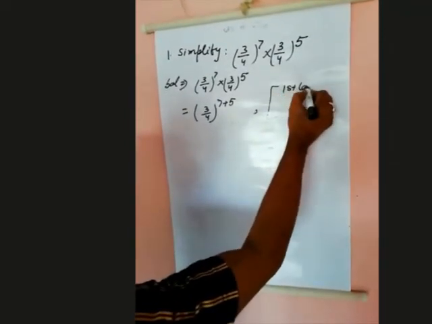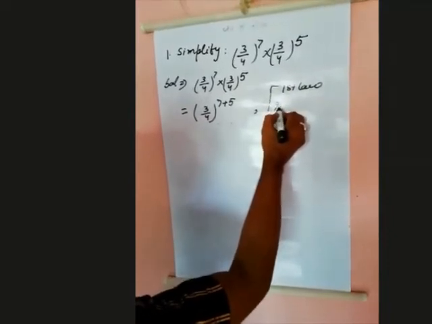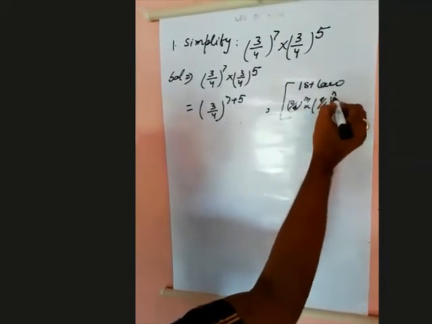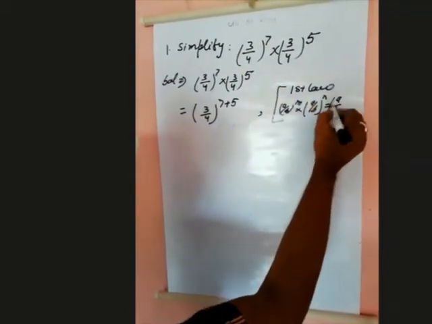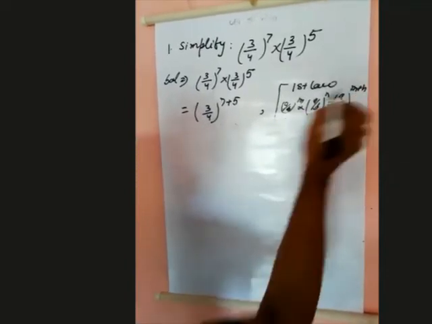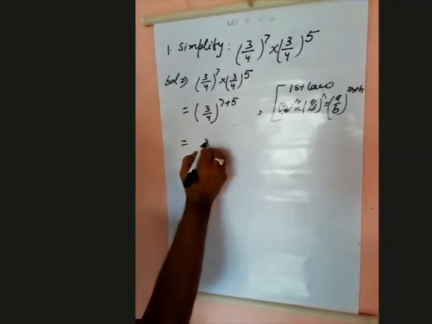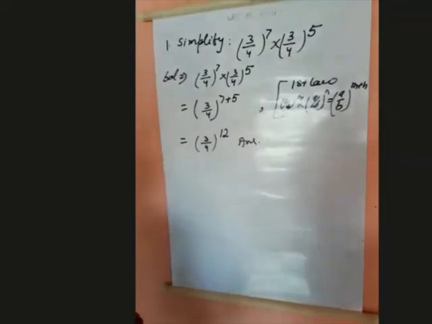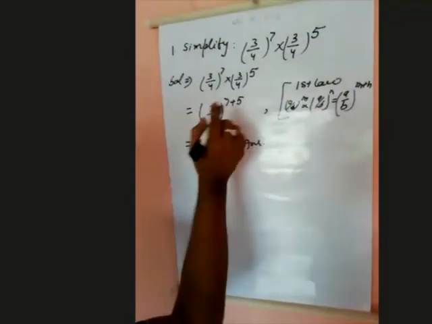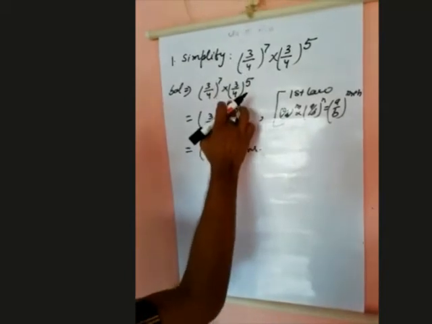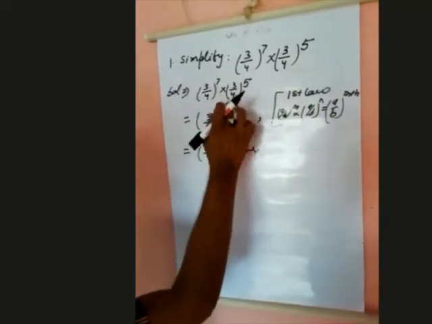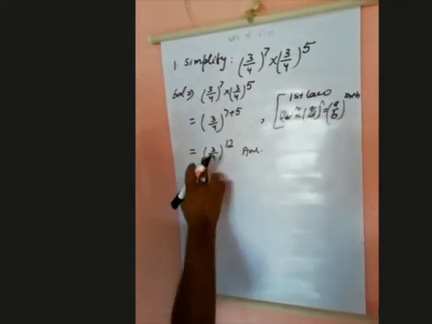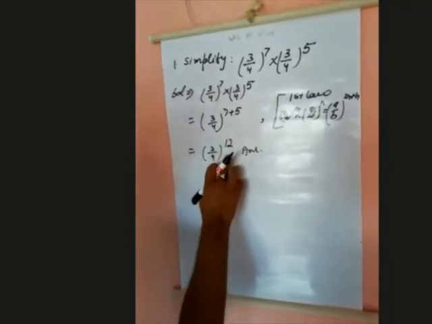First law: (a/b)^m × (a/b)^n equals (a/b)^(m+n). So this equals (3/4)^12. This is the answer. We see here the bases are equal, 3/4 and 3/4. When the bases are equal, we add the powers: 7 plus 5, that is (3/4)^12.